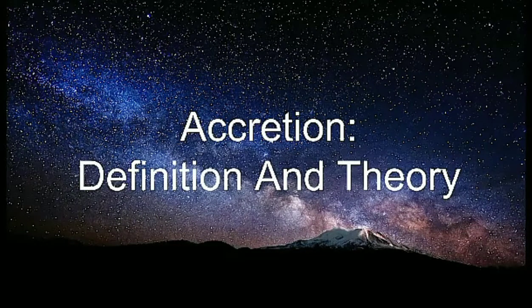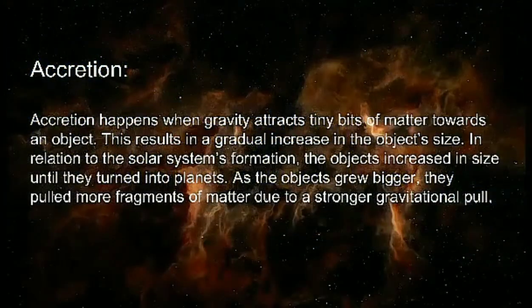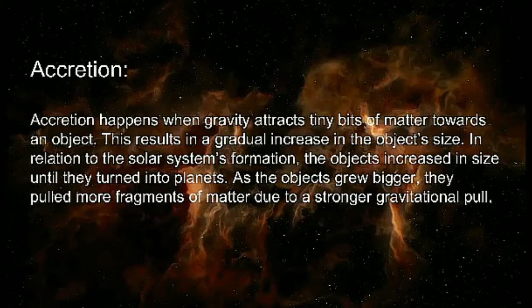Accretion, definition and theory. Accretion happens when gravity attracts tiny bits of matter towards an object. This results in a gradual increase in the object's size in relation to the solar system's formation. The objects increase in size until they turn into planets. As the objects grew bigger, they pulled more fragments of matter due to a stronger gravitational pull.